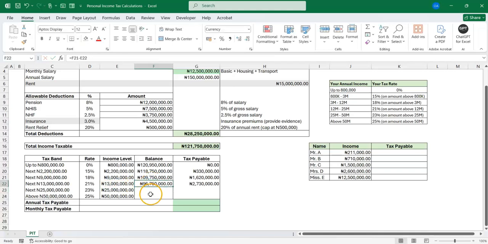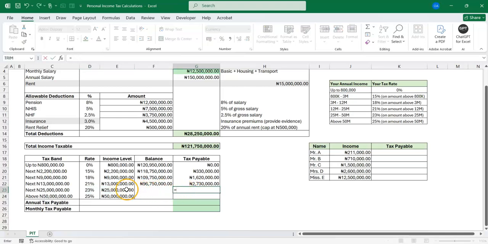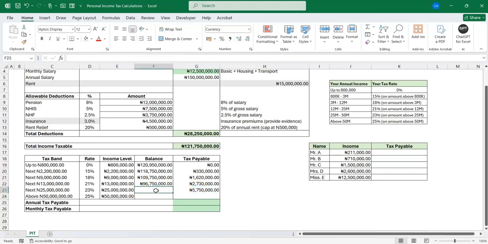So 96 million. Now the next 96 million, we know that it is greater than 25 million. So we charge that at 23%. We come here to calculate that by saying equals to 25 million times 23%. We have that to be 5 point something million. And then we come here to less it, equals to this amount minus 25 million.